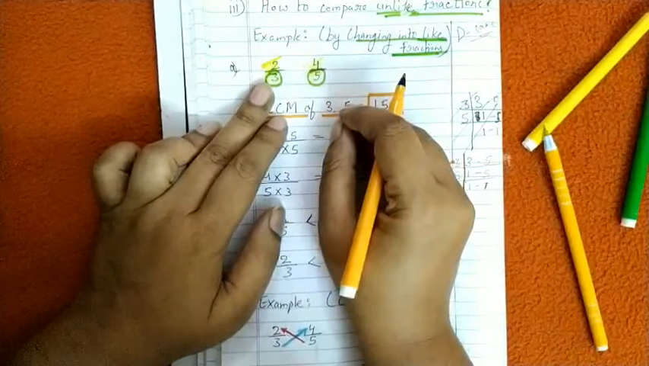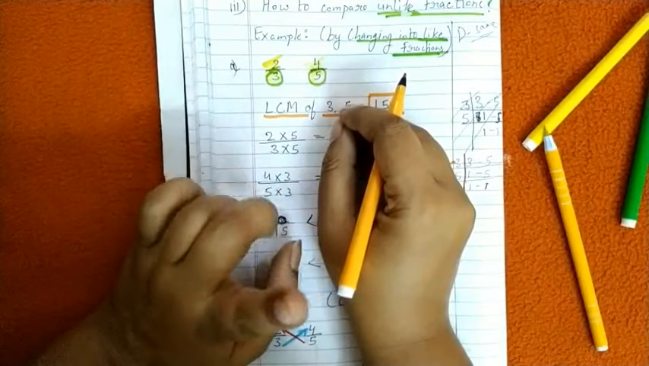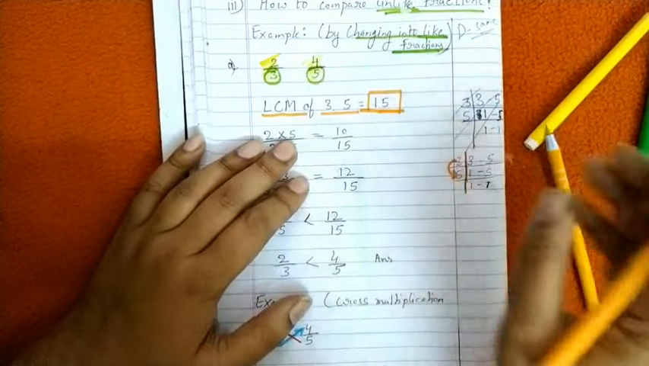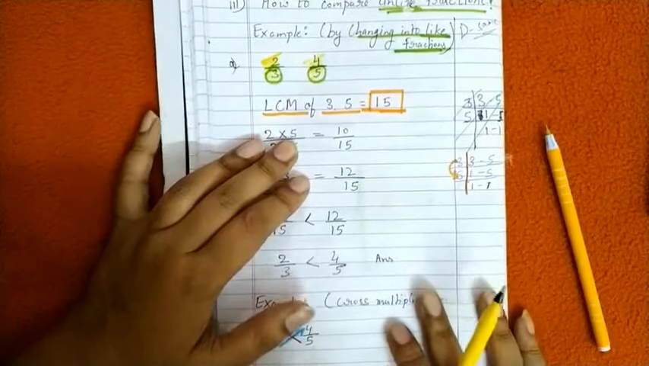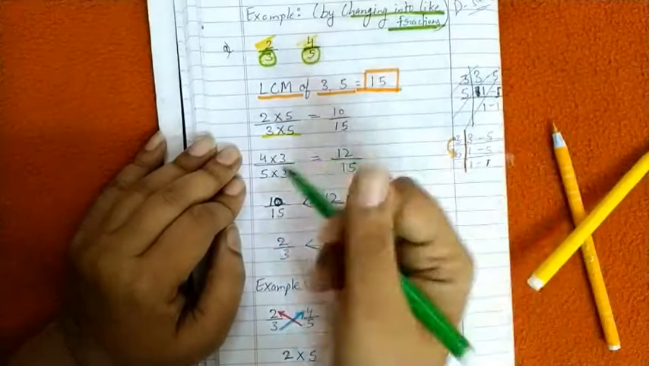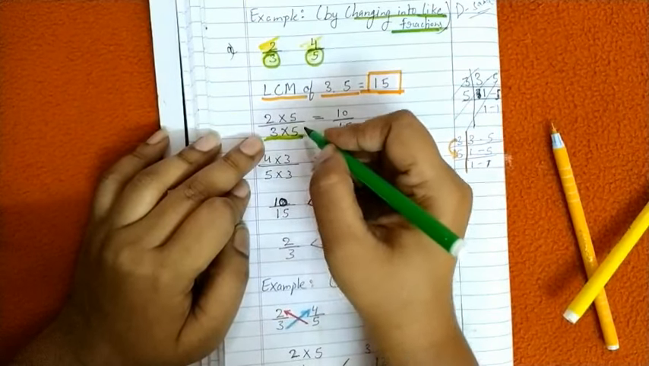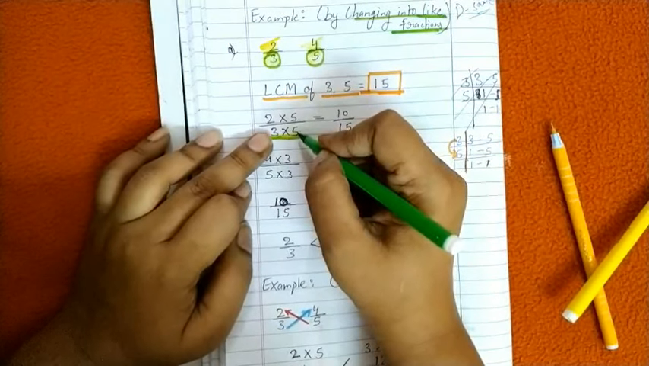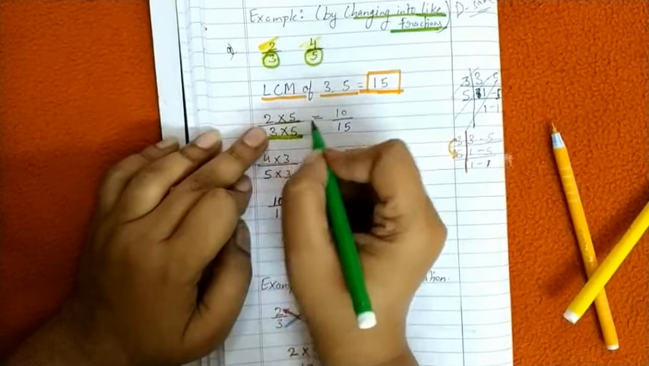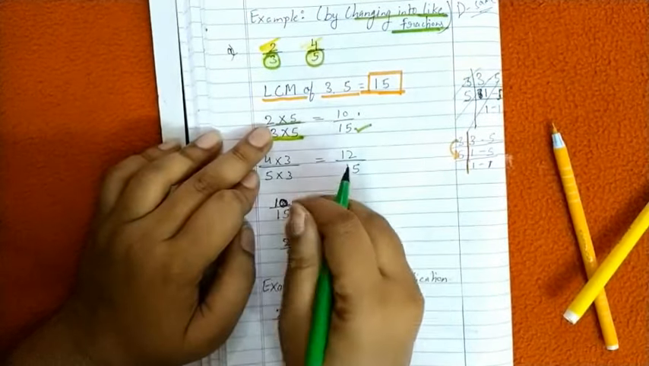For changing 3 into 15, just check, children, in 3's table where 5 lies. 3 ones are 3, 3 twos are 6, 3 threes are 9, 3 fours are 12, 3 fives are 15. So multiply this 3 by 5. And it is a rule I have already told you that if you are multiplying denominator by 5, you have to multiply numerator also by 5. So 3 into 5, 2 into 5. 3 into 5, 15. 2 into 5, 10. You got it, children?